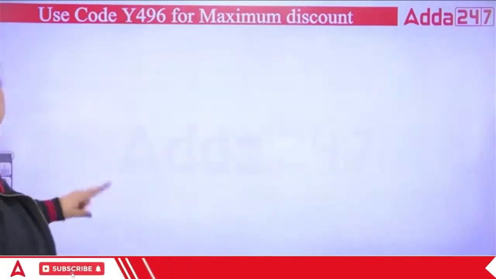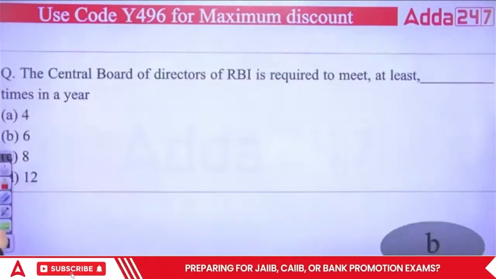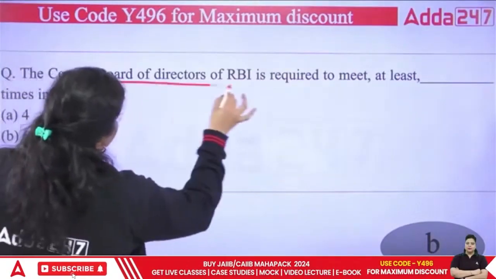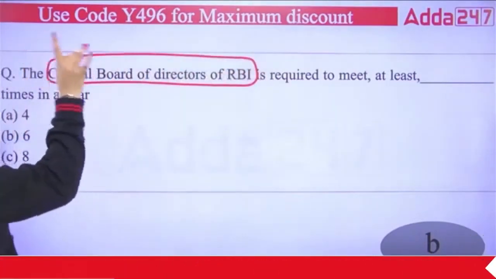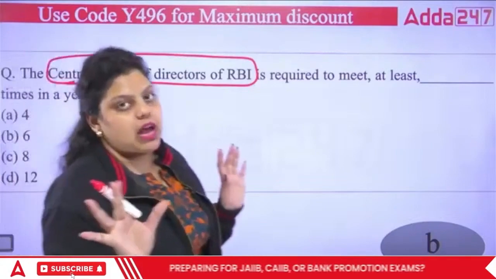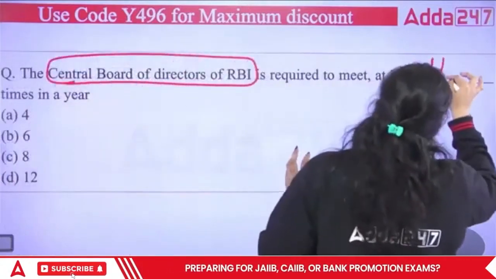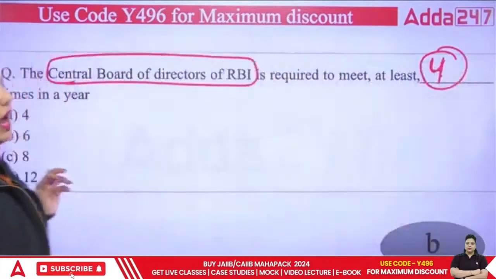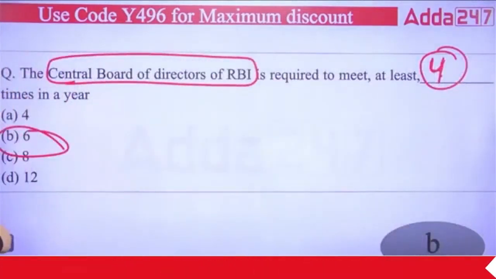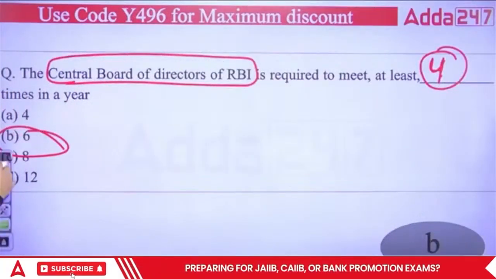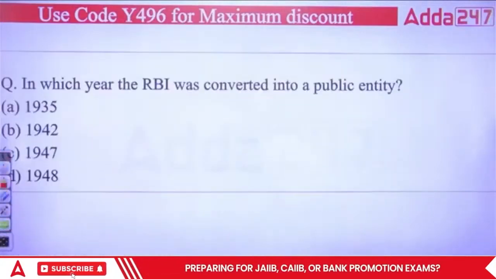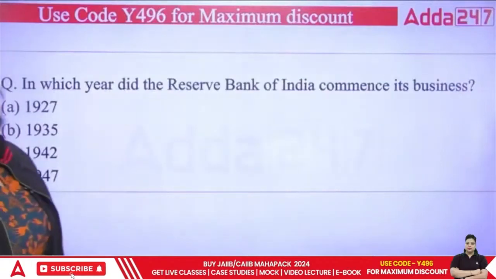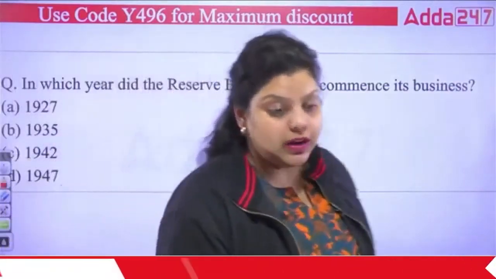One more thing I forgot to tell you: if you talk about the Central Board of Directors meeting in a year, at least how many times does it have to be done? It should be 4 times in a year. In your book it is given as 6 times. So do not get confused, because there are certain mistakes in the book, like I told you, Punjab National Bank's establishment year was given wrong in the book.